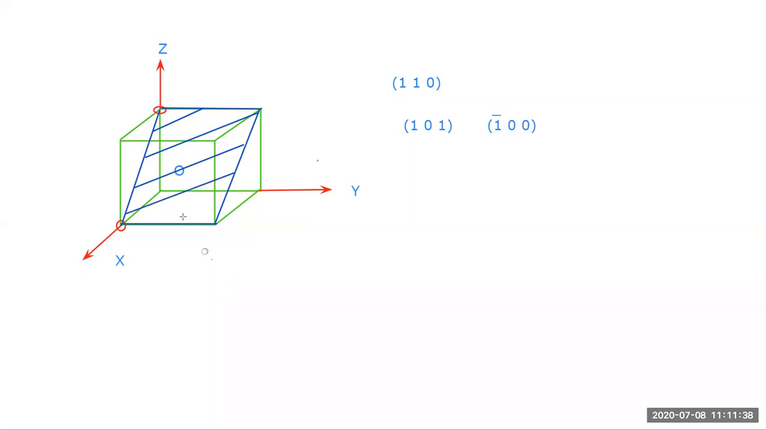Then how do you draw the plane 0 1 1? So first we indicate the points. Okay, so x is 0, y is 1, so this is 1. Then z is also 1. Indicate these 2 points with a line.